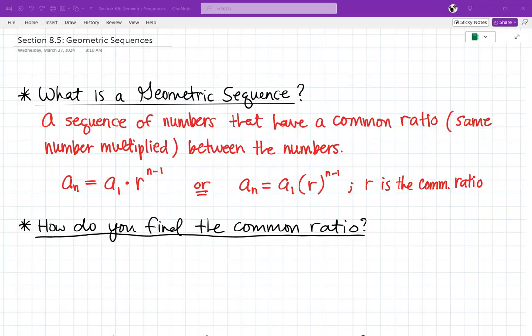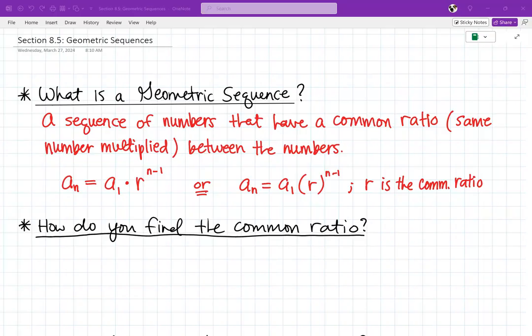Now what I wrote under that is what we're going to have as our explicit formula. a sub n equals a sub 1 times r to the n minus 1, or a sub n equals a sub 1.